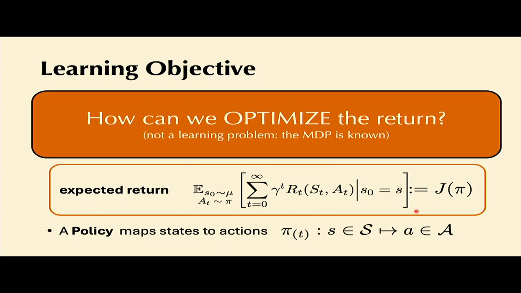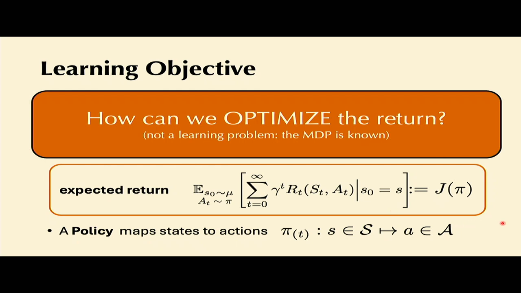So the big question that we are going to look at in the next five minutes or so is how can we actually optimize in an MDP when we know the model? We're not yet solving a learning problem, because the learning problem is really hard. But first, if I give you an MDP and I tell you what the matrix for transitions is and what the reward function is, how do you compute the policy that maximizes this expected return? In general, it's actually not that easy.